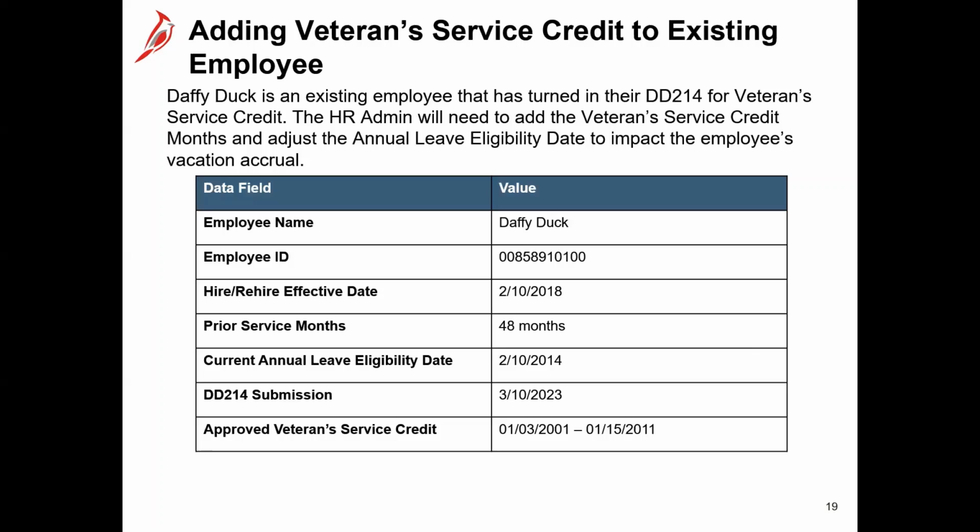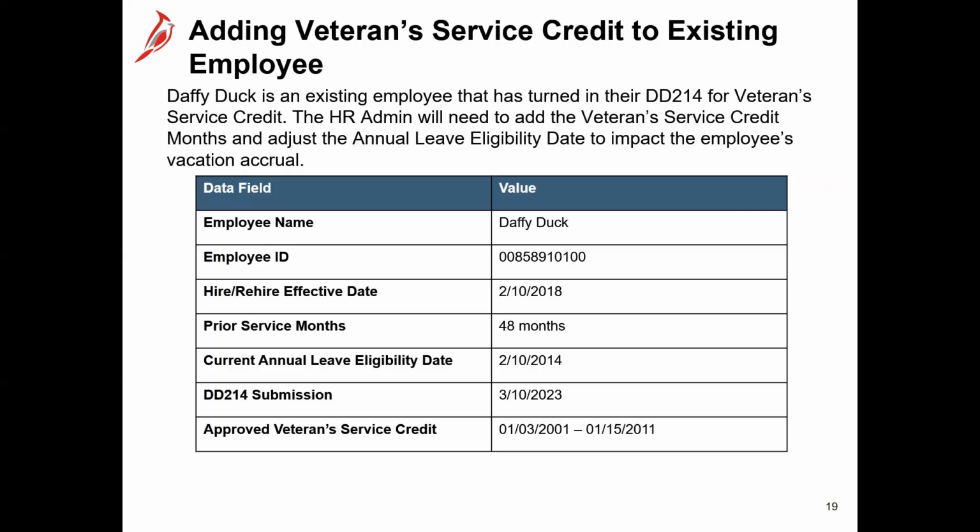For our first scenario, we have adding veteran service credit to an existing employee. Our employee is Daffy Duck, an existing employee who has turned in her DD 214, or his DD 214, for veteran service credit. The HRM will need to add the veteran service credit months and adjust the annual leave eligibility date, if necessary, to impact the employee's vacation accrual.